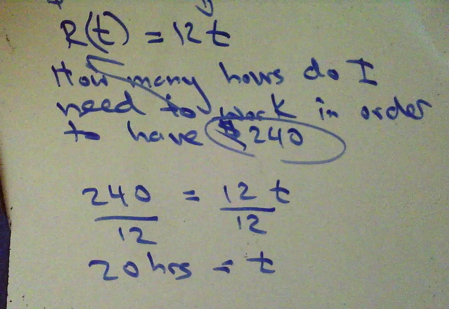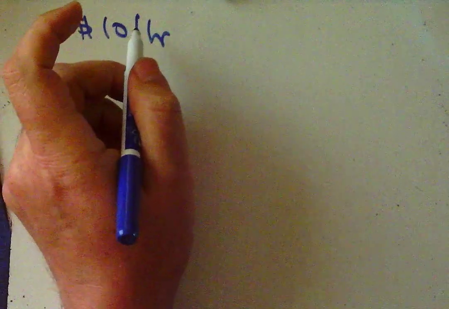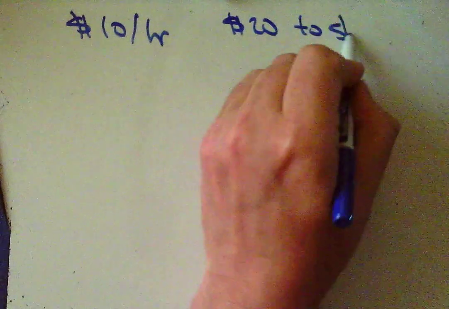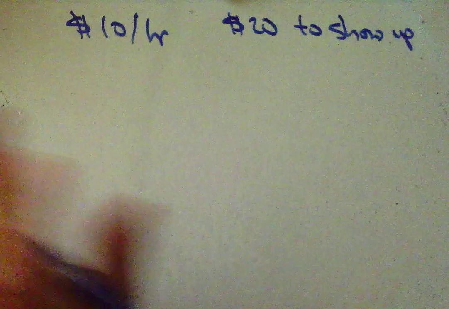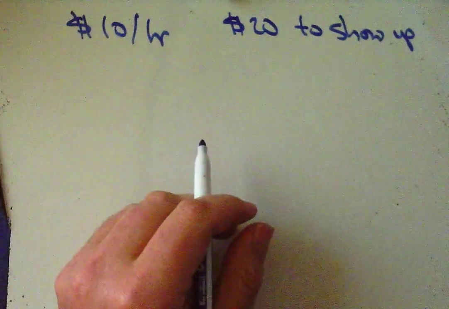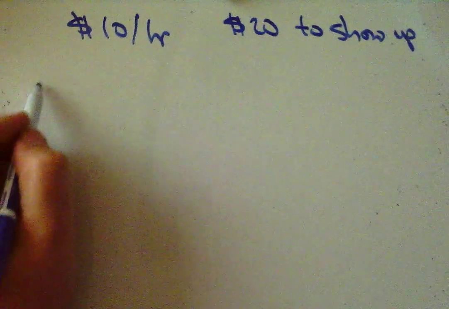Okay, so linear models. The first thing we need to do is write the linear model, and then we're going to be asked to do some things with that linear model. So what about this situation? This time I have a job that pays me $10 per hour, but I know it's less money per hour, but they pay me $20 to show up to work. I don't have to work any hours. I showed up, they hand me a 20. Pretty good deal. So let's write the revenue model here.